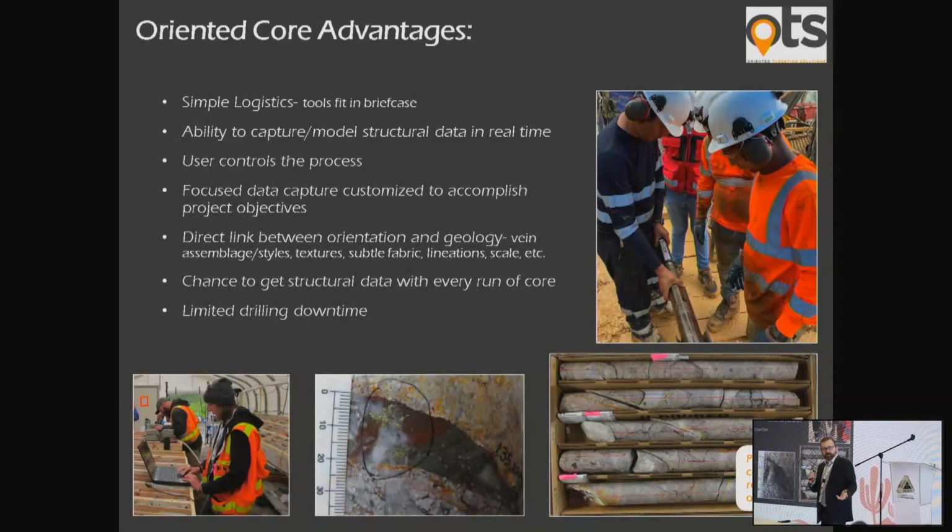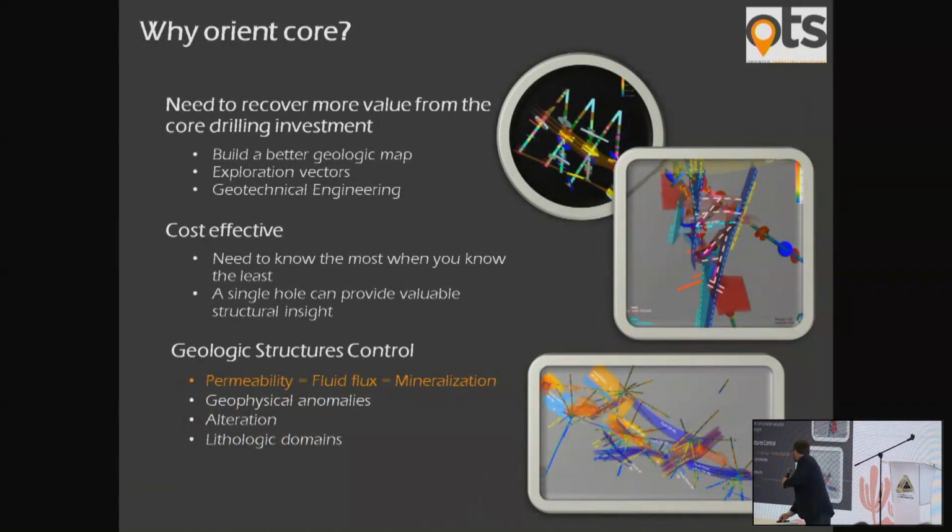And so really, we need to go backwards here. Yeah, stay on that slide. So really, a single hole can provide very valuable insight. And so I think as geologists, most of you understand that geological structures control things that we care about, like geophysical anomalies, geochemical anomalies, alteration, things like that. And really what we're trying to do is get the ability to model permeability controls that were existing at the time of the hydrothermal event. And so if we have an opportunity to model that, that's going to really help us with exploration.